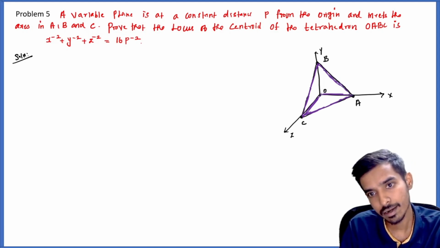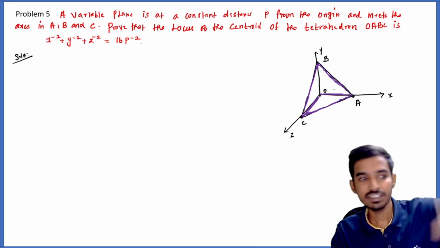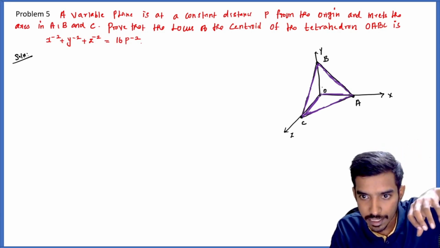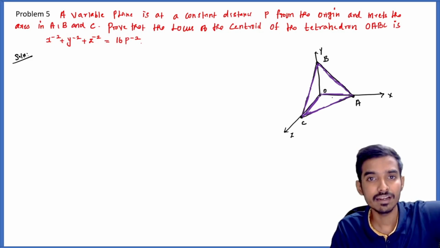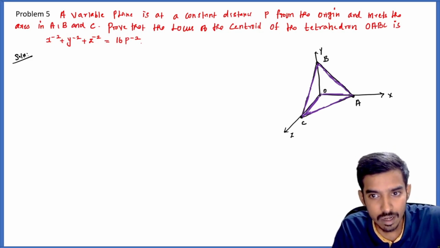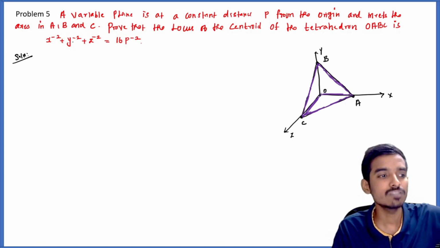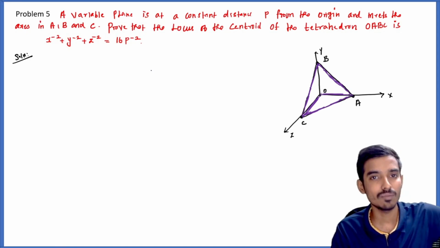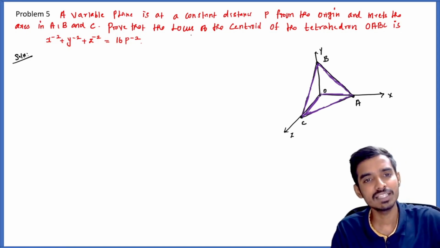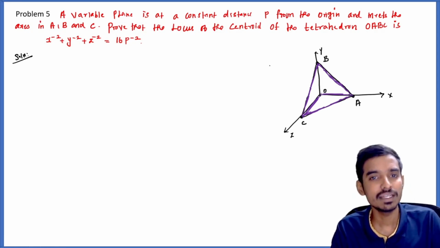The tetrahedron, right? Now we can see this is three-dimensional. Now we need to show that the locus of the centroid of this tetrahedron is x^-2 + y^-2 + z^-2 = 16 p^-2. Very simple. We know the centroid of a triangle is (x1 + x2 + x3)/3, (y1 + y2 + y3)/3, (z1 + z2 + z3)/3.